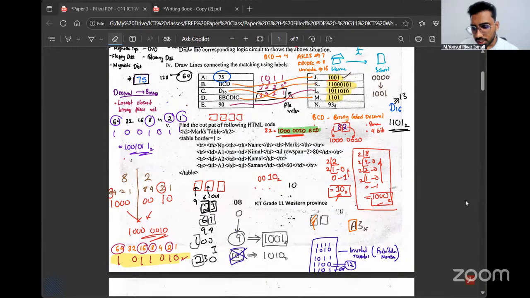How or why do you take 75 as decimal? When a number doesn't have a base, we normally consider the number to be a decimal number. That's why I considered 75 as decimal.